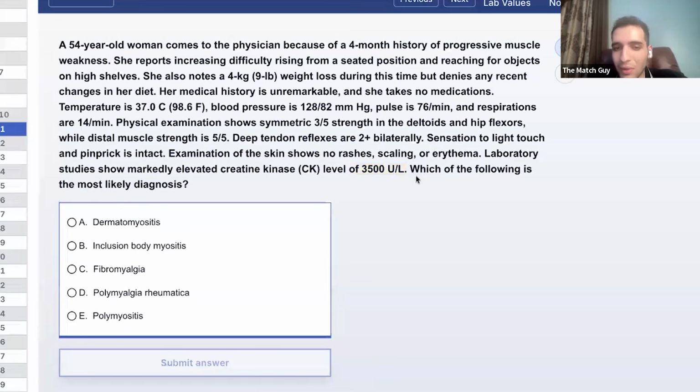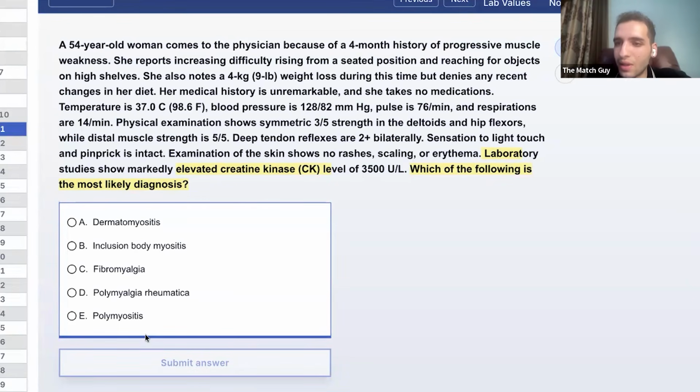I read the last sentence. What's the last sentence, guys? Is it this one? Which of the following is a diagnosis? No, this didn't tell me anything. So that's not the last sentence. The last sentence is this one. Laboratory studies show markedly elevated creatine kinase. Okay? So I know right now they are talking about some type of muscle damage. So this gives me high yield information.